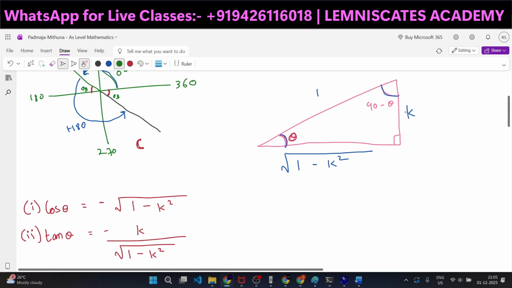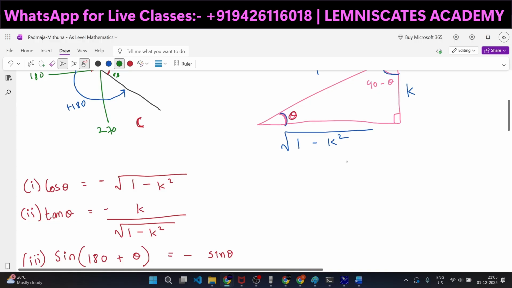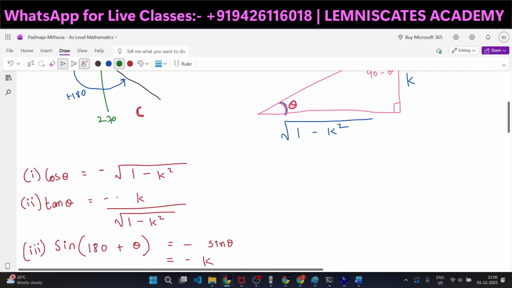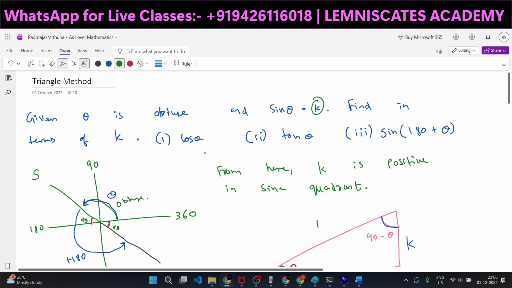Tan theta is equal to opposite over adjacent, so k over the square root of 1 minus k square. And of course, even this is negative because you're in the second quadrant. So that was about the first two trigonometric ratios. I'll come to this a bit later.